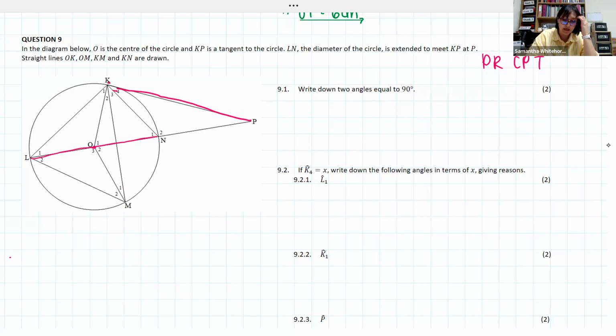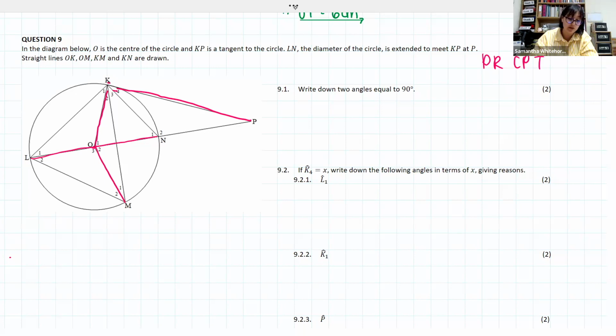Okay, we do have a few radii here that we could highlight for ourselves if we wanted to. So one of those radii are OK, as well as OM. We don't have a cyclic quad. Technically, we do. We've got LK and M. M and N just aren't joined. So we can use that if we wanted to. But that's sort of where we're at.